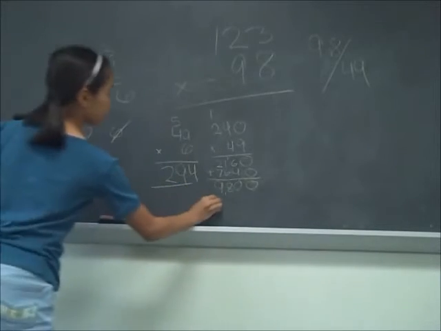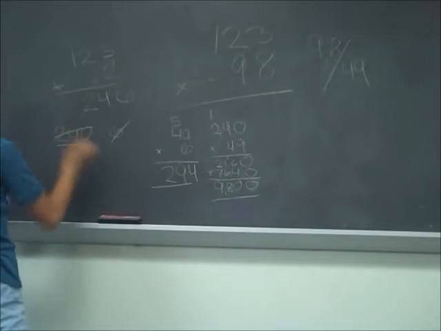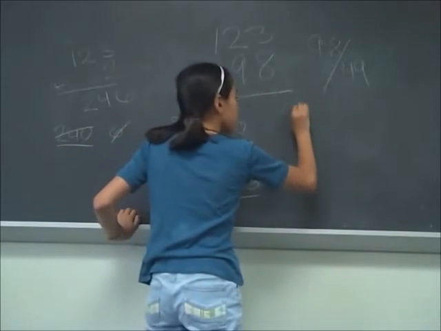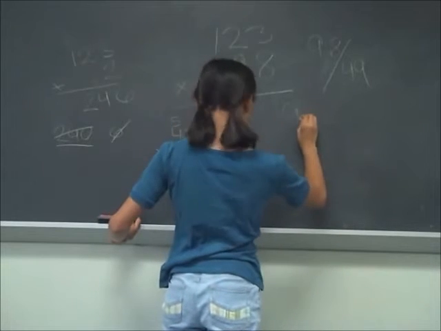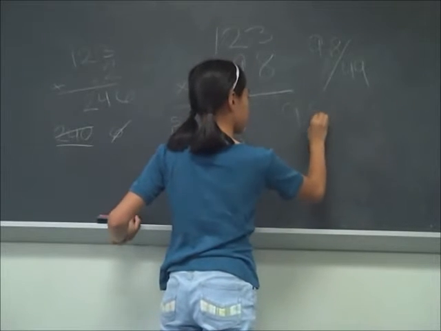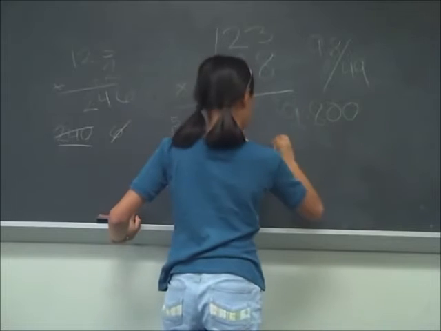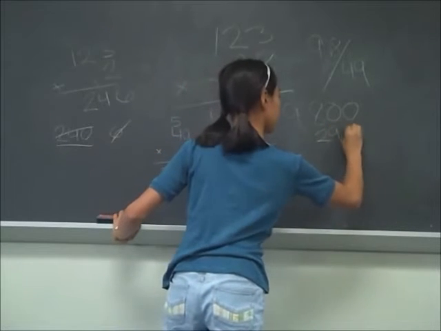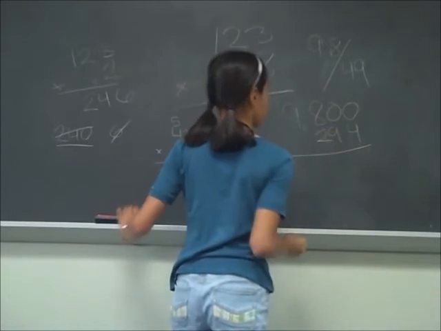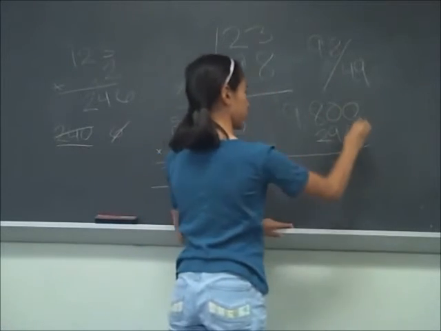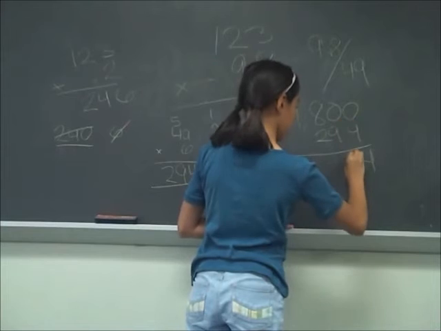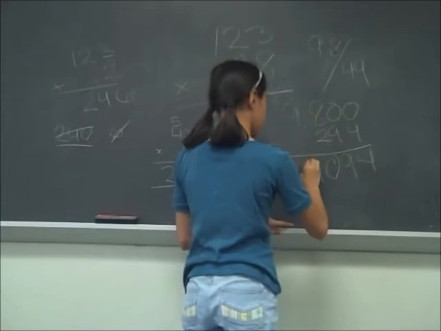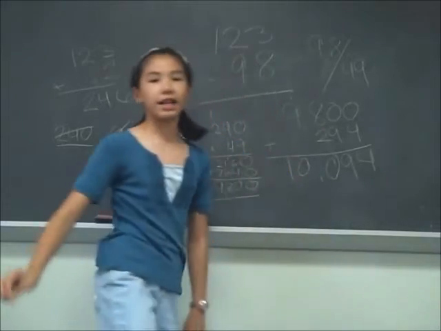So you have two products. That one and that one. We'll cross out 240 because we already used that one. So we used most of our things. 9,800 plus 294. You add it up. So 0 plus 4 equals 4. And then 9. 10 with a 0, 1, you get 10. That's my answer.